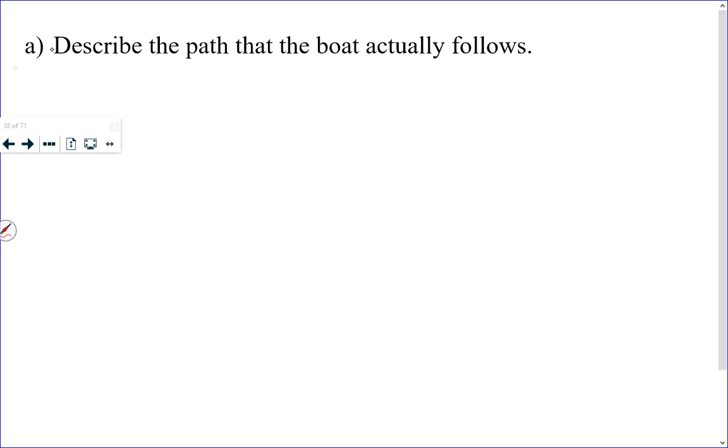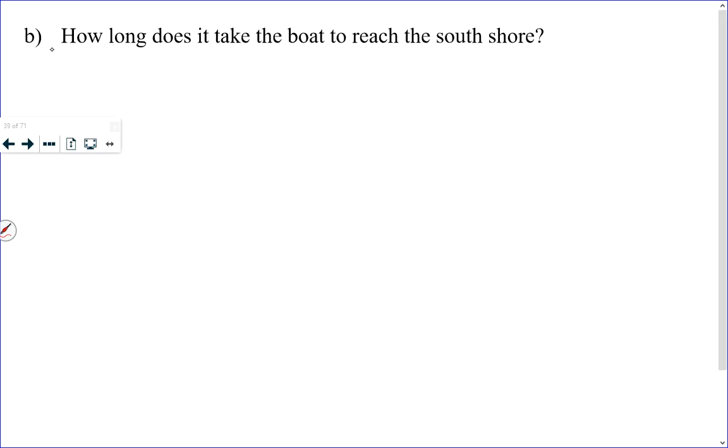So describe the path that the boat actually follows. It's parabolic. How long does it take the boat to reach the south shore? Well, is the boat moving from the north shore to the south shore? Is that motion north to south uniform motion or uniform acceleration? Acceleration, right? Because it's accelerating at 10 meters per second squared there.